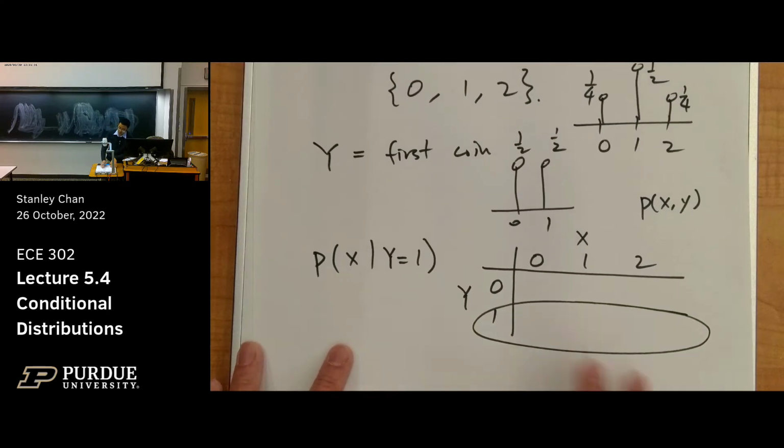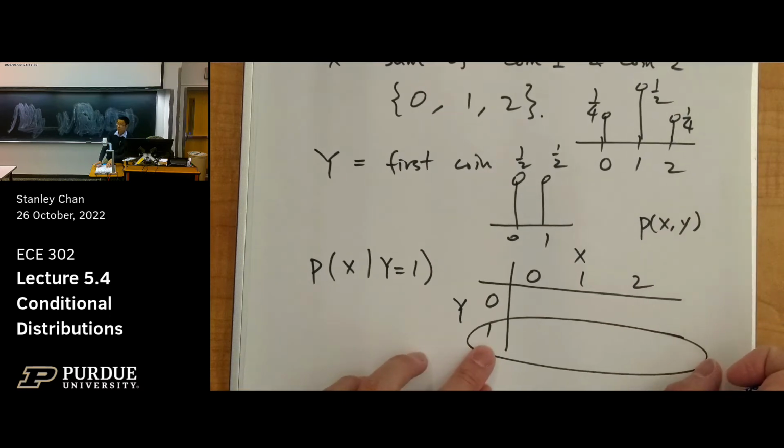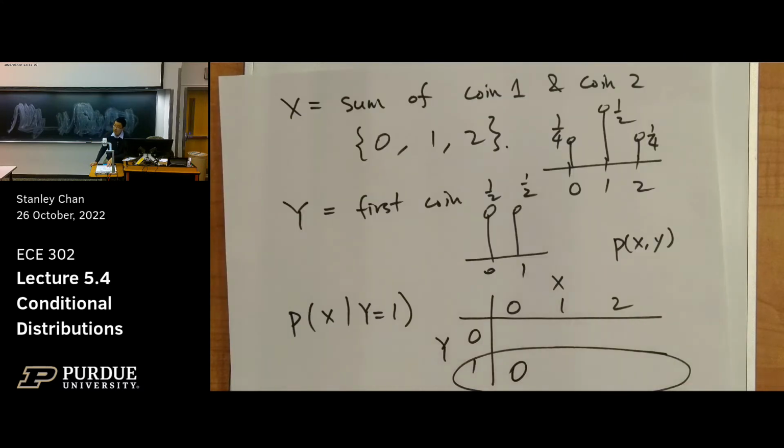Okay, so now let's fill in some numbers. If Y is 1, just think through it in your head. If Y is 1, what would be the probability of getting X equals 0? It would never happen because Y is the first coin. If your first coin is already giving you a 1, what is the probability that the sum will be 0? No way. So you get a 0 here.